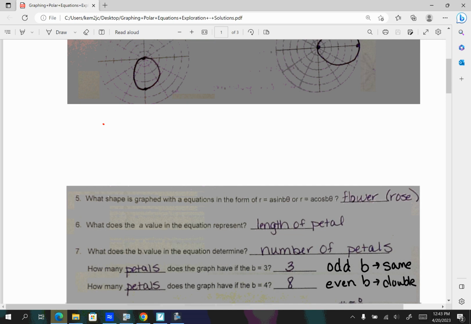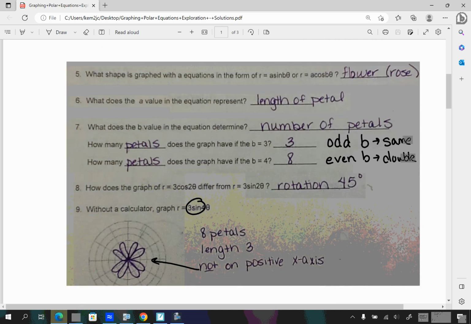Okay, next. Second page was the ones that were pretty. These were our flowers. They're actually called rose curves is the official name of these. So if you had flower or rose, that's fine. The A value in the equation represents the length of the petals. Okay?